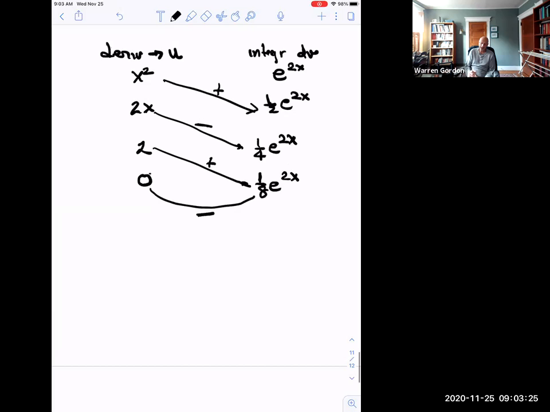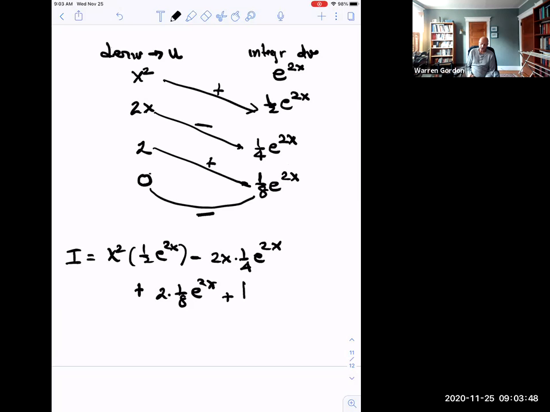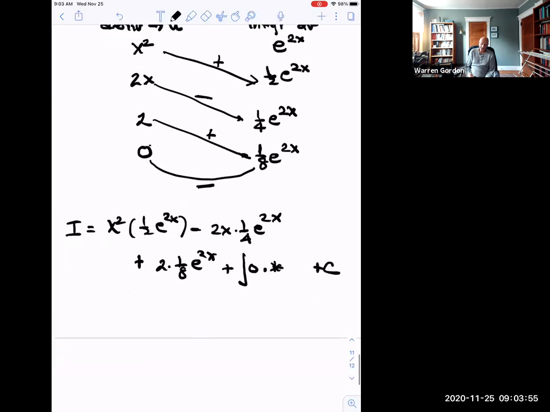So here's how I read my answer. I get x squared times 1/2 e to the 2x, minus 2x times 1/4 e to the 2x, plus 2 times 1/8 e to the 2x, plus the integral involves a 0. I don't really care what this is. Doesn't matter. Plus my arbitrary constant.